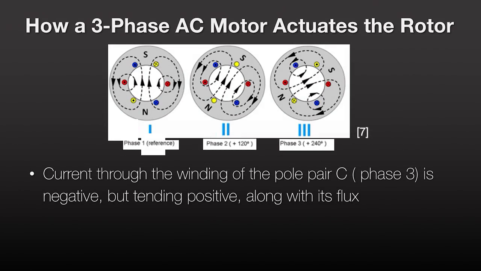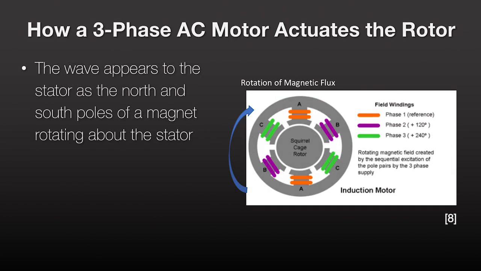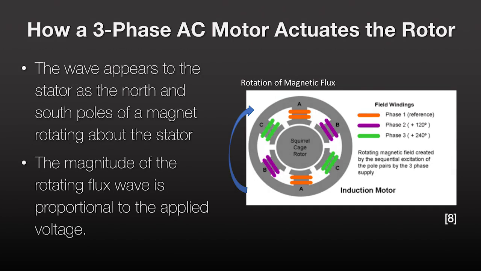Current through the winding of pole pair C, in other words, phase 3, is negative, but it is tending positive along with its magnetic flux. As a result, a magnetic flux wave is set up. The flux created by the stator poles rotates from one pole to the next. The flux wave appears to the stator as the north and south poles of a magnet rotating around the stator. The magnitude of the rotating flux wave is proportional to the applied voltage.